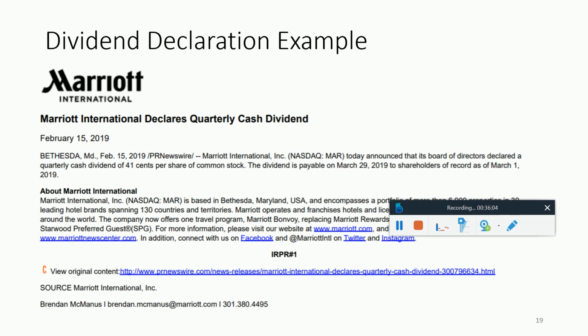This is just an example of Marriott declaring a cash dividend. What you'll notice here is that today they announced that their board of directors declared a quarterly cash dividend. It was 41 cents per share of common stock. The dividend is payable on March 29th, so that is the date that the shareholders will receive their payment. And it is to shareholders that are on record as of March 1st. Next week, when we talk a little bit more about dividends, I'll explain the difference between those dates.